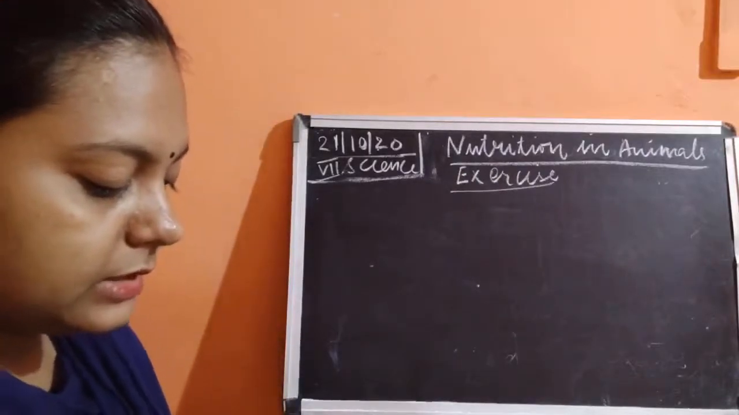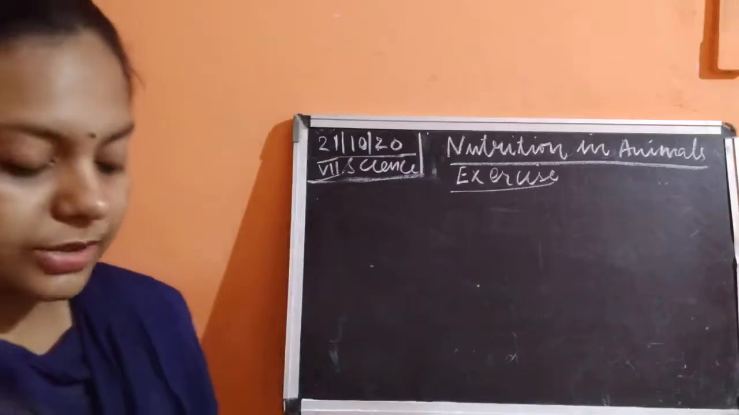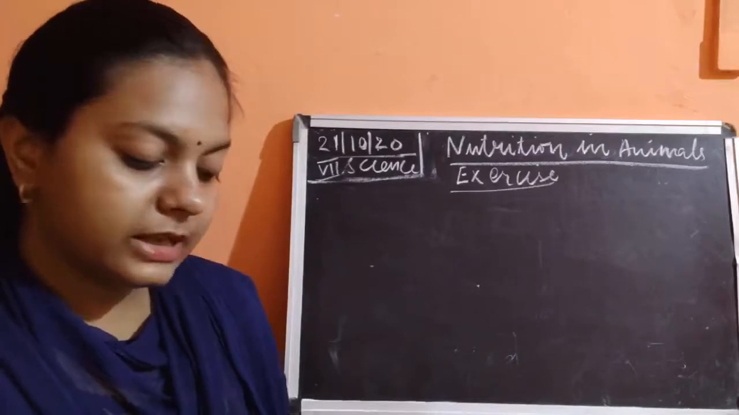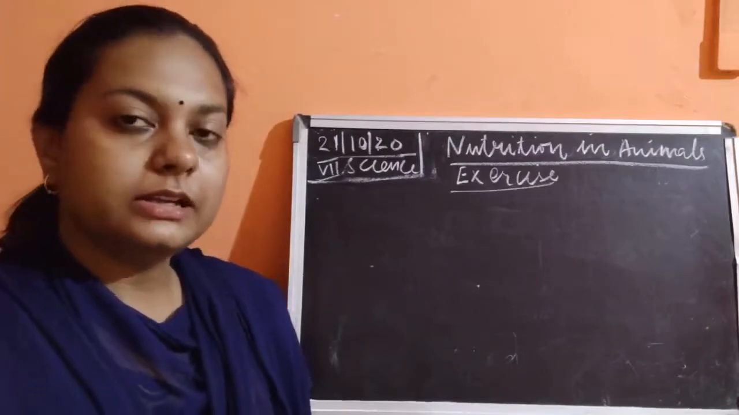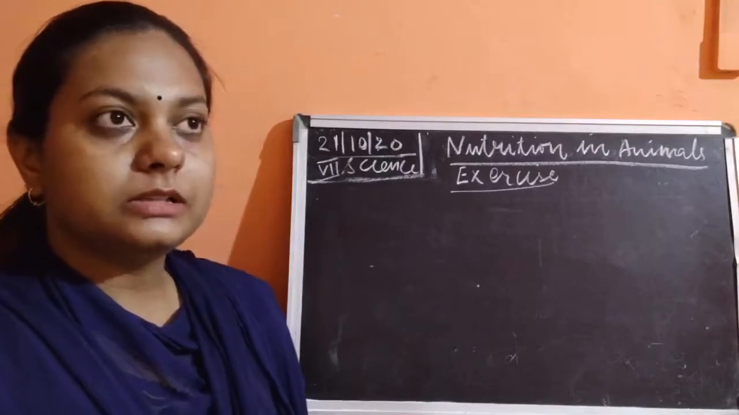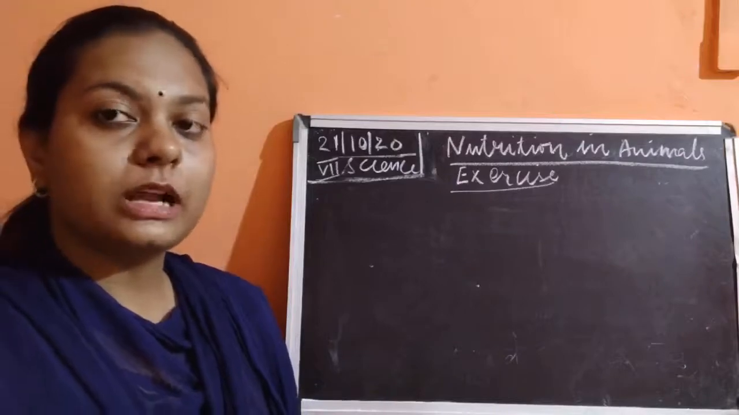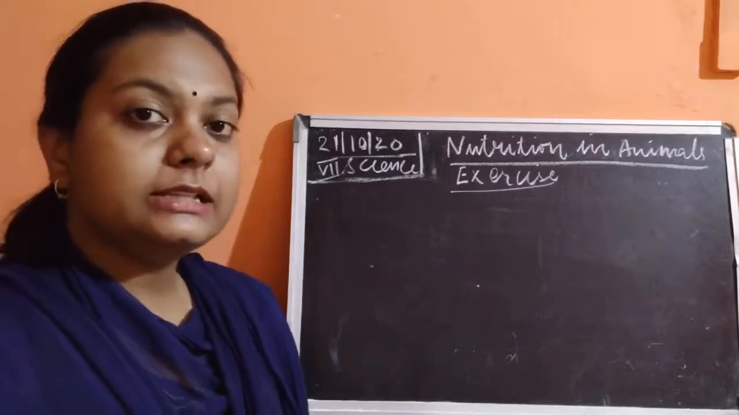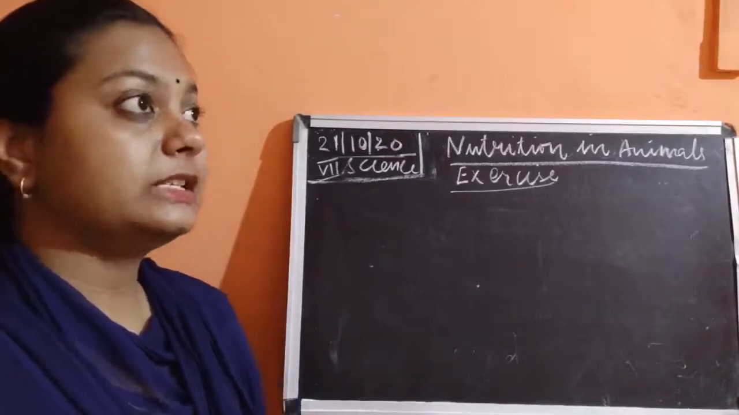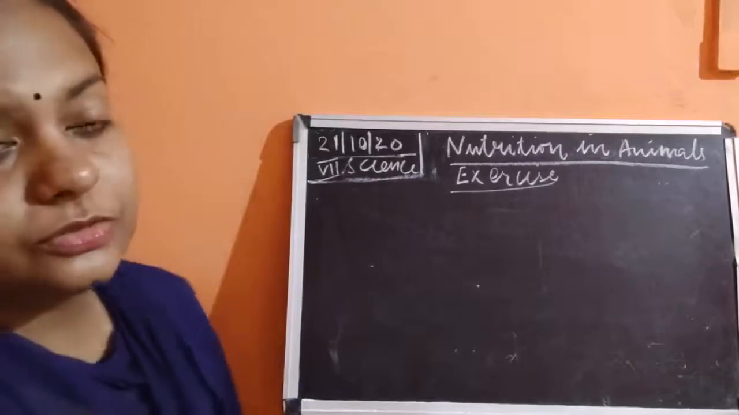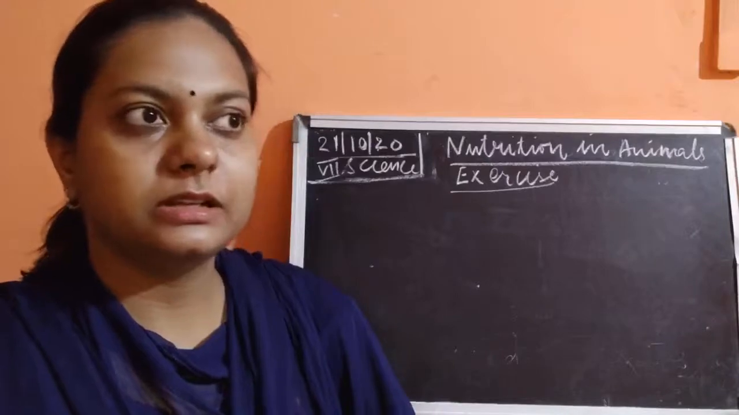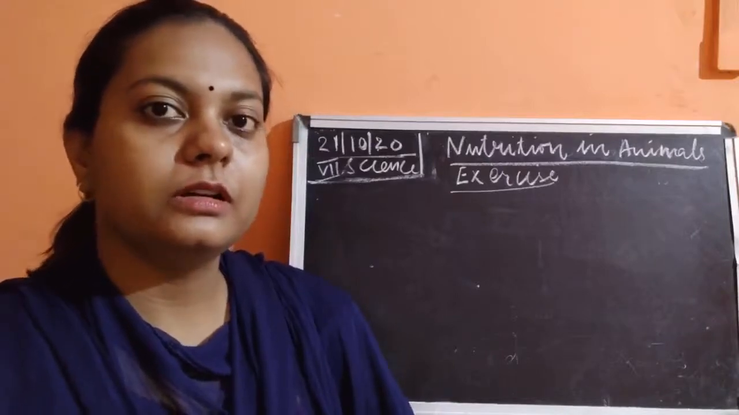In yesterday's class we discussed till question number 5: what are villi, and what are their location and function. Villi are finger-like projections present all over the inner walls of the small intestine. Their function is to increase the surface area and also help in the complete absorption of food.